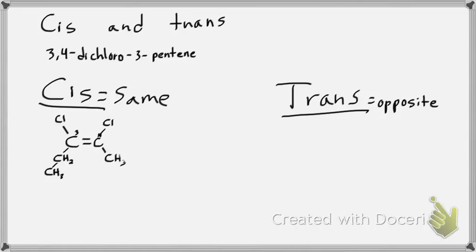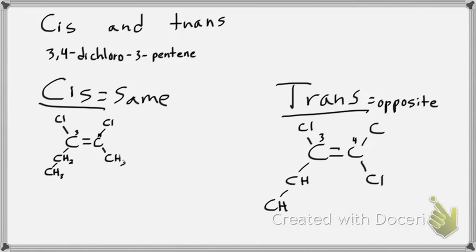The trans form, same thing. You start with the carbon-carbon double bond. It's a pentene, so it's 3-pentene, so this is our 3, that's our 4. You don't have to write those numbers if you can remember, they just help me. So that's carbon 2, that's carbon 1. This time carbon 5 is going to go up so that they are opposite. Then a chlorine goes here, and a chlorine goes here. You add in the hydrogens. This one needs 3, this one only needs 2, this one needs 3. And that is the cis and trans form.